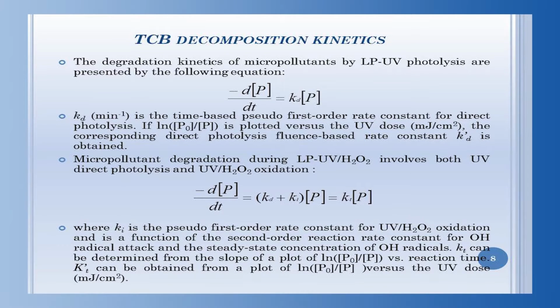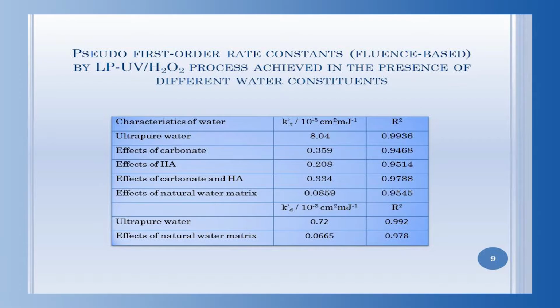To better understand the trichlorobenzene degradation, we used the obtained results to investigate the degradation kinetics, and using the presented equations, we determined time-based pseudo first order rate constants, and the results are presented in this table. As can be seen, in ultra pure water we found the highest rate constant. In the presence of carbonate, humic acids, their combination, and particularly in the natural water matrix, lower constants were observed, indicating the influence of all present interfering substances on process efficacy.